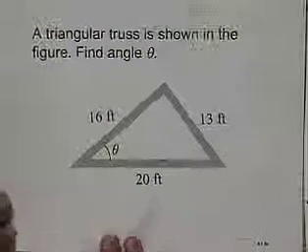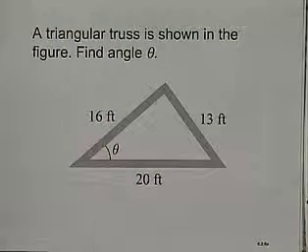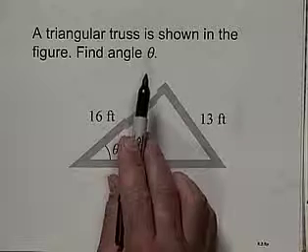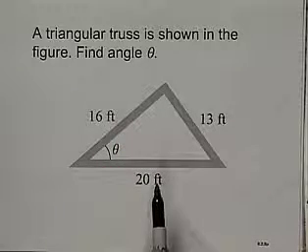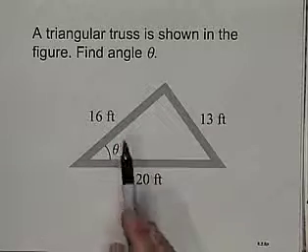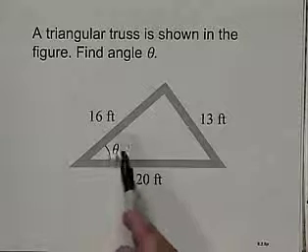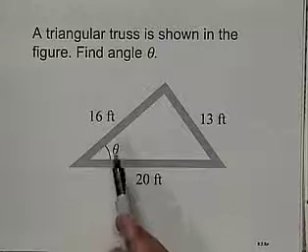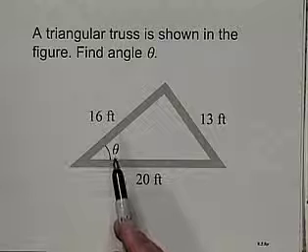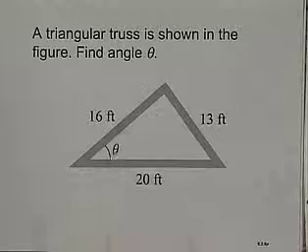Now I'd like you to try this next example. In this example, you're given that a triangular truss is shown in the figure, and you're asked to find the angle theta. Now you have the three sides, and you have the angle theta. You can think of this angle as alpha if you like. We don't have a formula for theta, but you can use the formula for alpha and just substitute theta. So go ahead and stop the tape and try this.